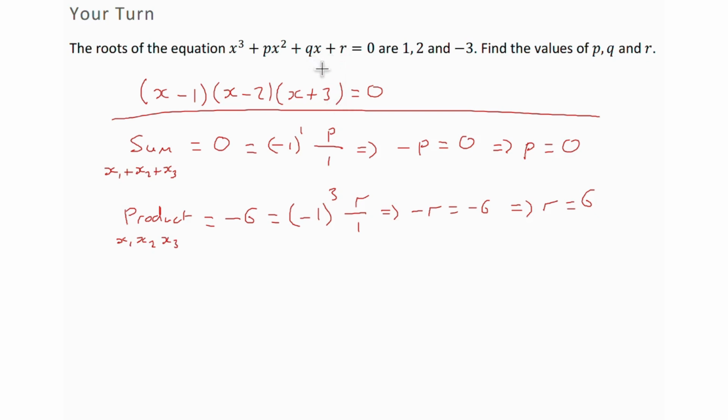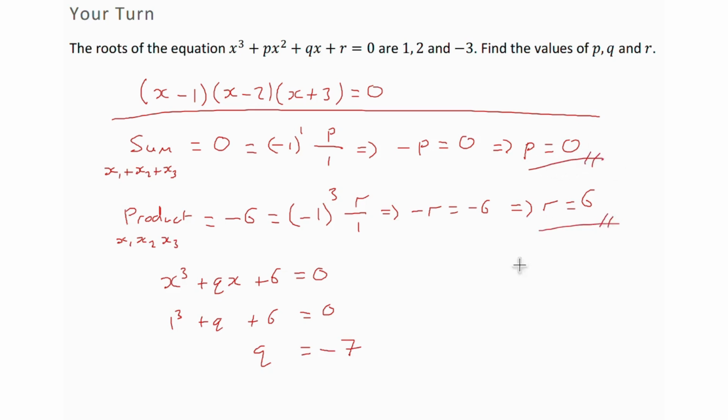We could then find q in any number of ways. We could use the sum of the pairwise products, or at this stage it might actually be easier just to substitute in a value. So if we now substitute 1, we now have the equation x cubed plus qx plus 6, and we know that when we substitute 1 in, or 2, or minus 3, it's equal to 0. So 1 cubed plus q plus 6 is equal to 0, which means q must be equal to minus 7. So p is 0, r is 6, and q is minus 7.